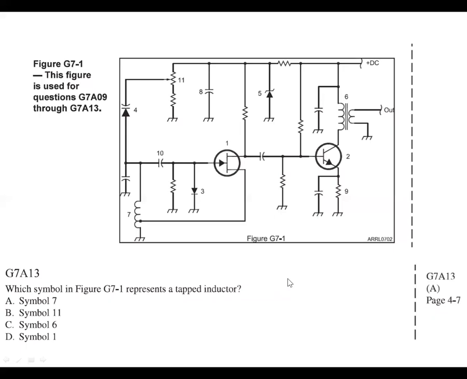And then a tapped inductor, okay? So we know an inductor looks like a coil of wire, and we've got a couple of those here, but we know that's a transformer. So here's the inductor, and it is showing a tap in the inductor by that little dot. So that would be 7A, and that's it.